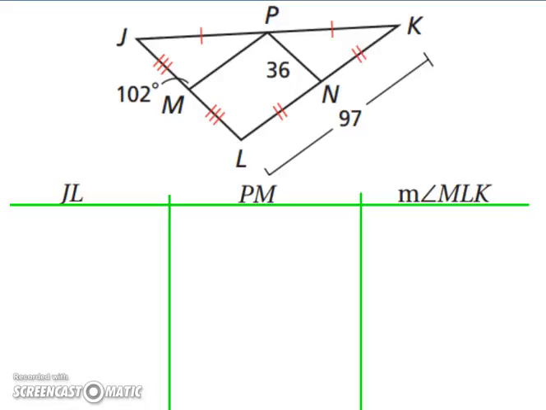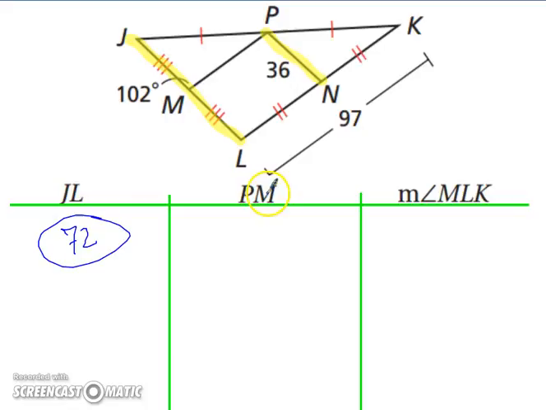Now that you've had a chance to try this one on your own, let's try it together. So we're looking for JL. JL, so that whole length. So we'll highlight that. Alright, so since PN is 36, and that one is the side that is parallel to JL, PN is the half size of JL, so we're just going to double 36 and get 72.